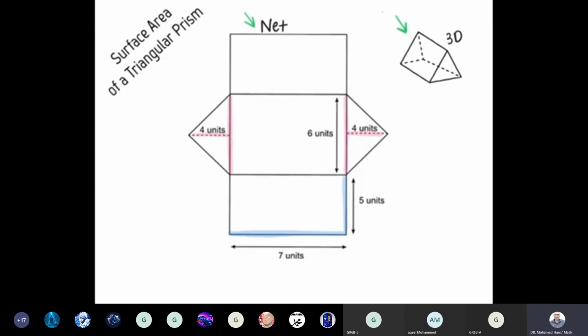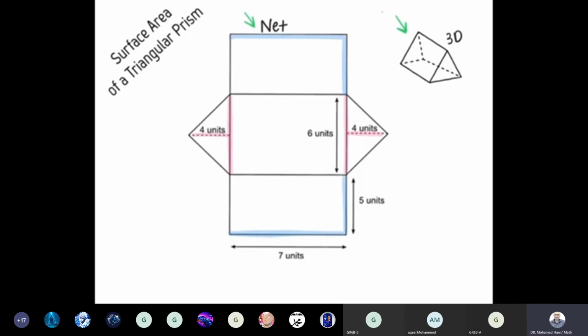Now, since this is a triangular prism, I know that this face up here is the exact same thing and the same measurements as the one that we just looked at on the bottom, because these are the 2 side faces of the triangle that meet at the top to make the point.